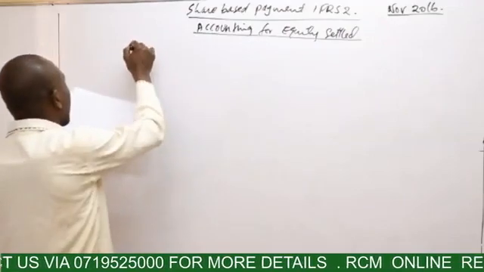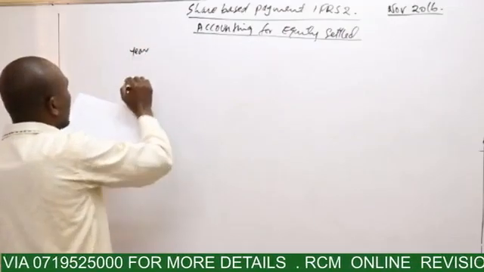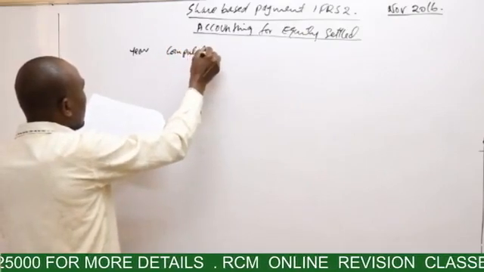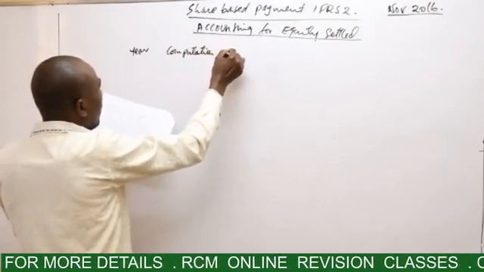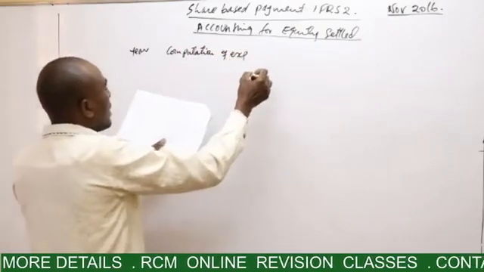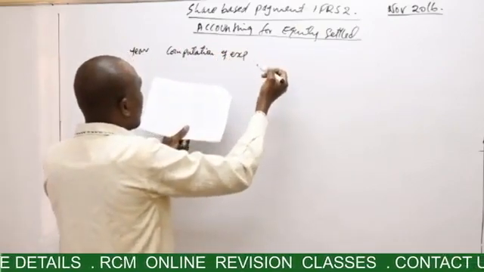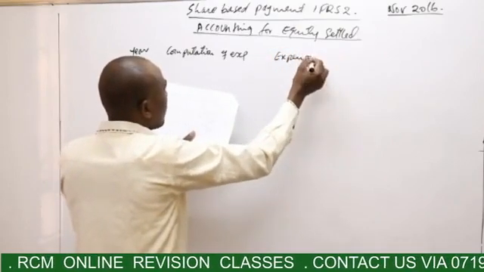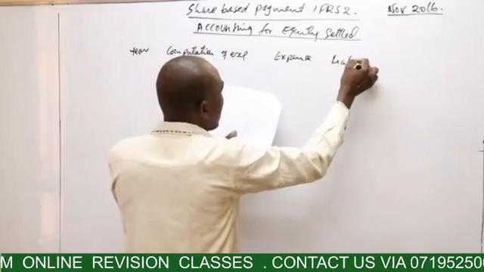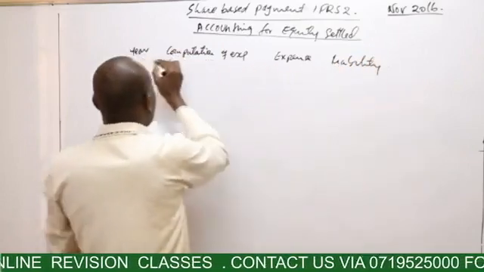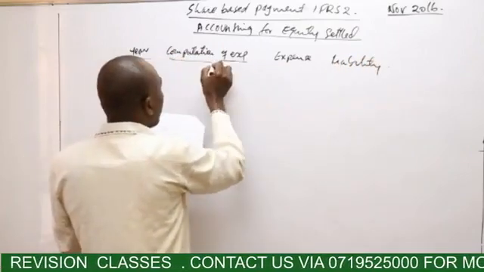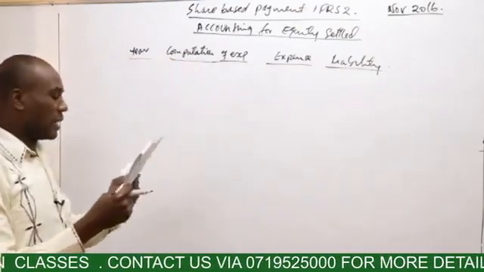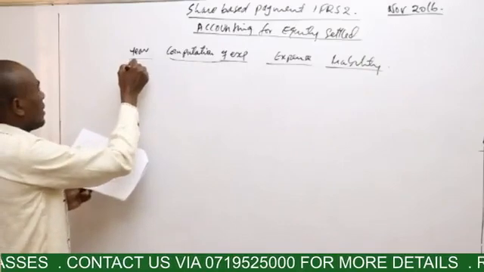We shall say year. Computation of expense and liability, computation of expense. Then we report the expense, good students. Then we report the liability. Now, in year 2017, we have 600 employees.